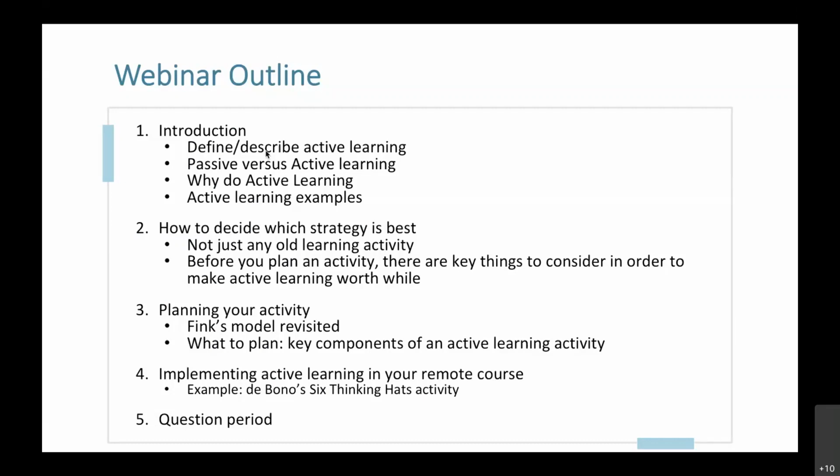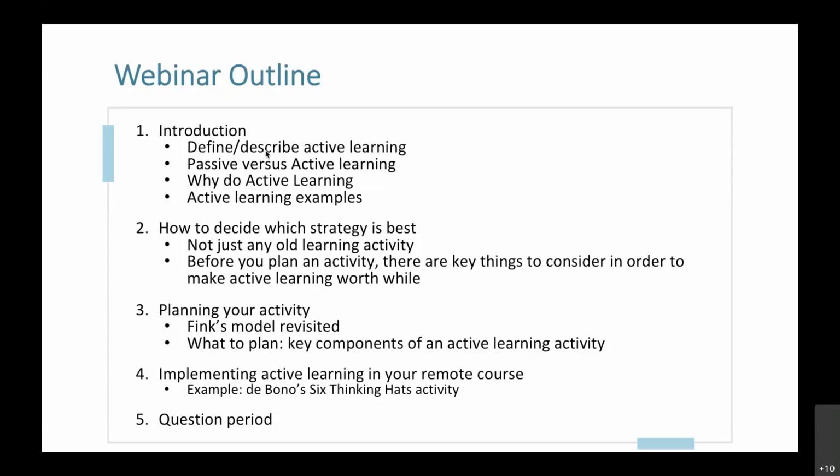We're going to start out with an introduction to the topic of active learning. I know that a lot of you know a lot about active learning, so we won't dwell on it too much, but we'll talk about a definition of it, the difference between passive and active, and some examples. Then we'll move on to the different strategies that we have and trying to determine which strategy is best for your learning need. We'll get into a little bit about planning. We'll talk about Fink's model of planning and what you need to plan in order to make your activities effective and successful in your course.